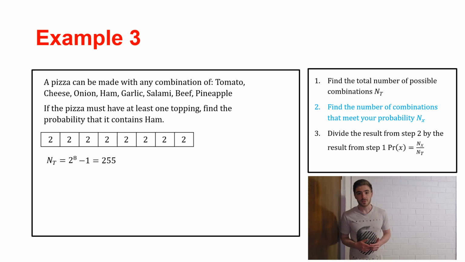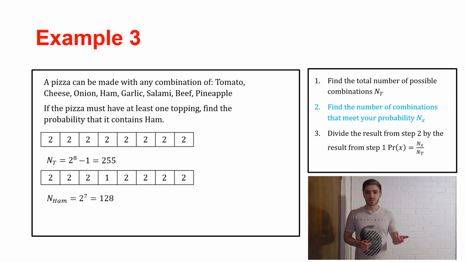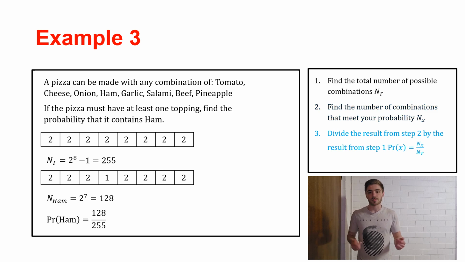The next stage of the framework is to figure out how many of those combinations come with ham. And the good news is that nothing really changes here. If we previously assumed that there were two choices for each ingredient, well, now there's only going to be one choice for the ham ingredient since you have to include it. And finally, we're just going to divide the two together to obtain our probability.